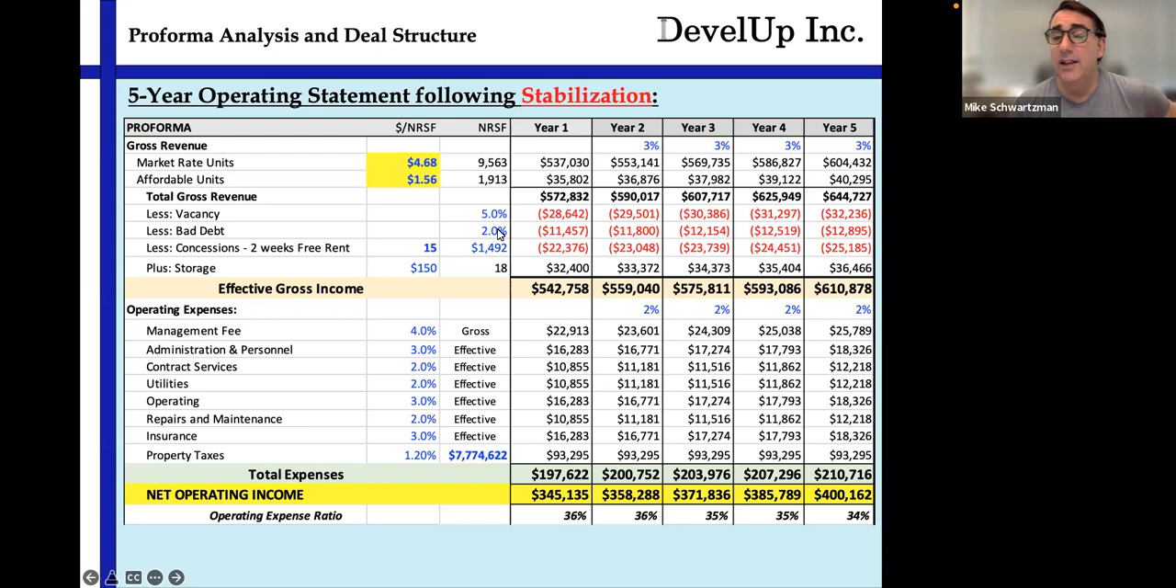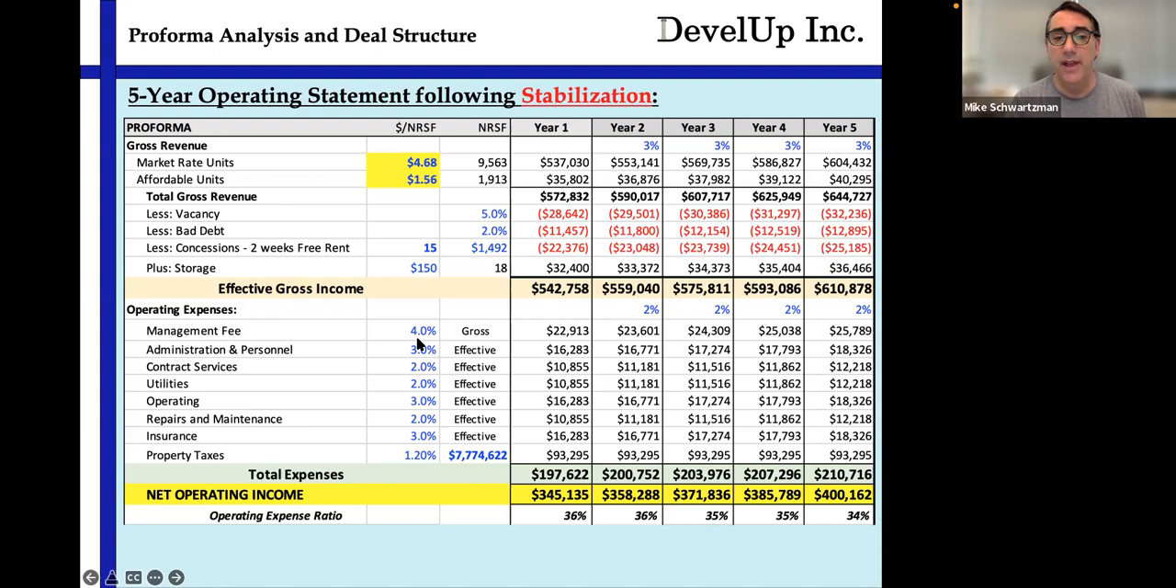Someone might write a check. Their salary didn't clear the bank when they wrote their check, or they bought something expensive. They went on a holiday. They didn't have enough money. They didn't realize it. Their check bounced, et cetera. There's always a little bit of that. We also would have any kind of concessions. Let's say, as we're leasing up the building ongoing, we're going to give 2 weeks free rent. And that's a certain deduction. But we might have 18 storage units that rent for a little bit, so we get a little bit of income there. And when we add and subtract all those things, we get to effective gross income in year one.